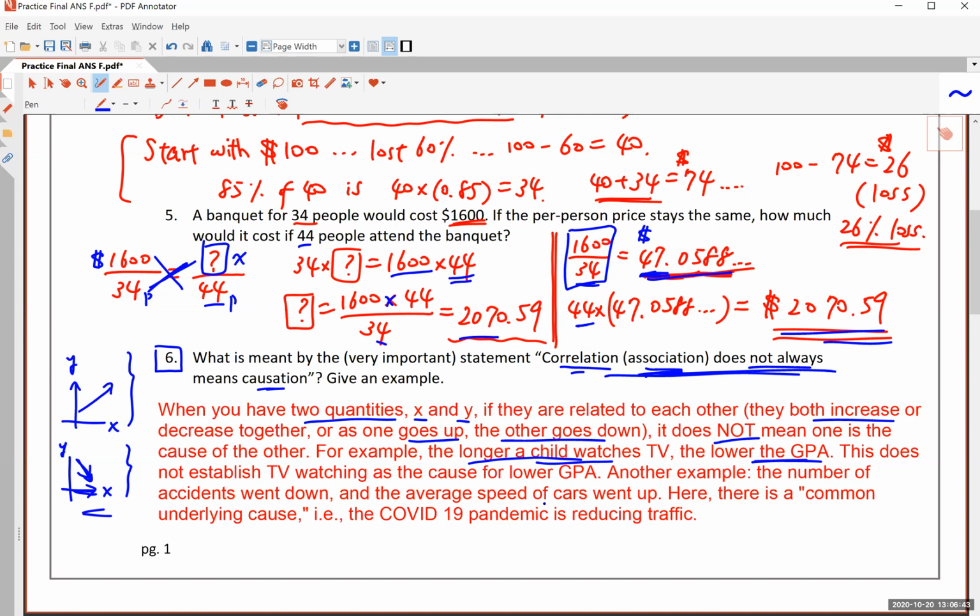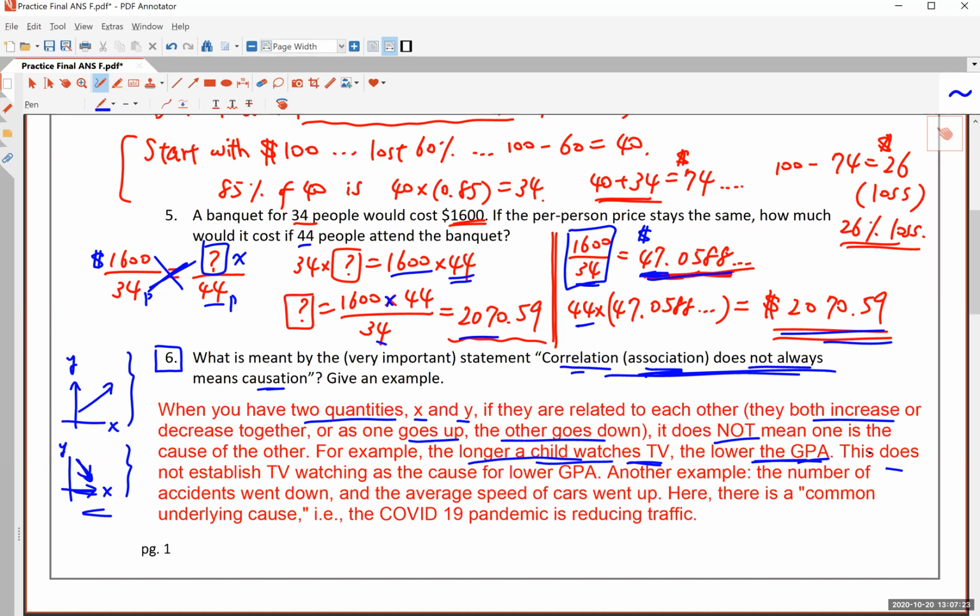And here's the thing. The truth is, most likely there is an underlying cause that is producing both of these changes. So for instance, in this case, it may be that there's something else that is causing the children to watch more TV and lowering their GPA. Okay, and that certainly is a possibility. Maybe certain family situations where kids are left to watch TV all the time because there is no supervision of these children, and because there is no supervision, their GPA is not as good. So there may be other sociological aspects to it.